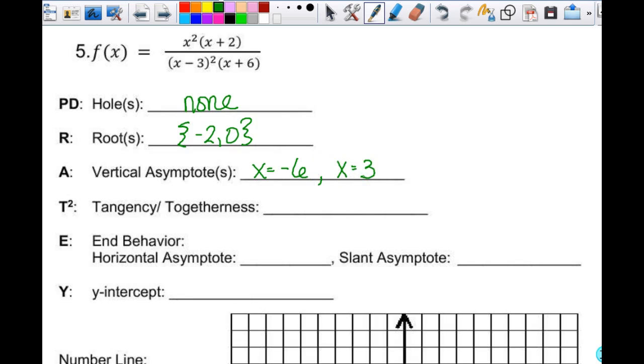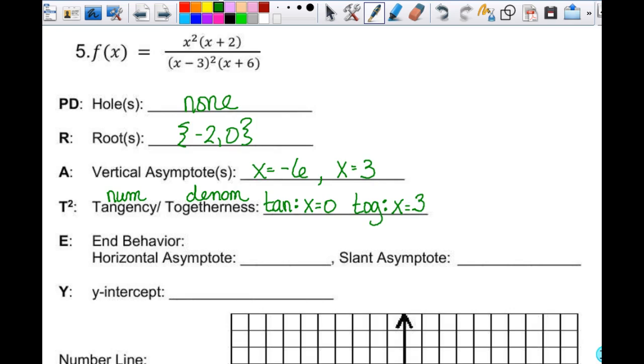Is there any tangency or togetherness? Yes. Which one? Both, right? So tangency comes from the numerator. Togetherness comes from the denominator, right? So I do have both, but I need to make sure I notate them correctly. I have tangency at x equals 0, because that's the 0 in the numerator, right? And then I have togetherness at x equals what? 3. Very good. Okay, everybody good with that so far?